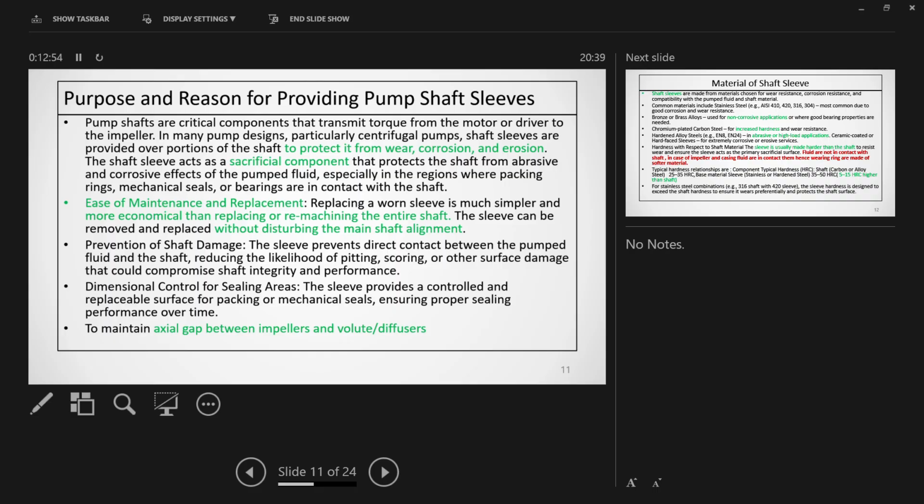And the sleeve performs a very important function, that is to maintain the axial gap of the impeller with the casing. If it is a multi-stage pump, then between impellers we use a spacer that will maintain the impeller position just in the middle of the diffuser. That's why the pump operation will be more smooth.